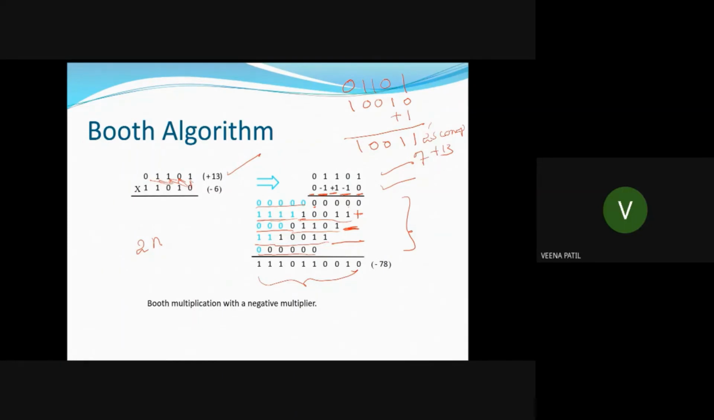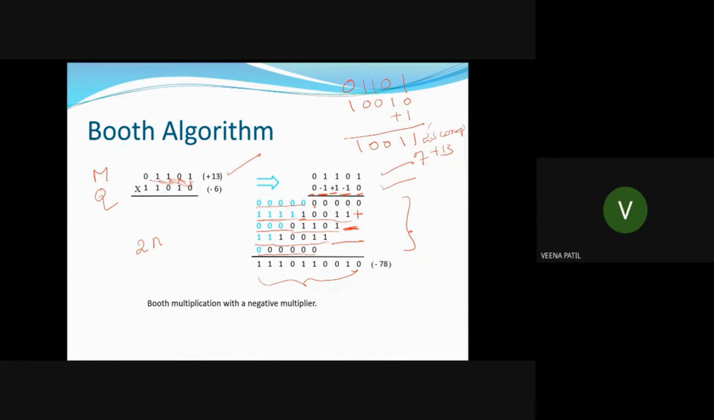Any doubts in this? What we are supposed to do? So the multiplicand we represent by M, and the multiplier we represent by Q. I had written it reversed in the previous slide. Okay. So this is how multiplication is performed using Booth's algorithm. Now we will take one more example.